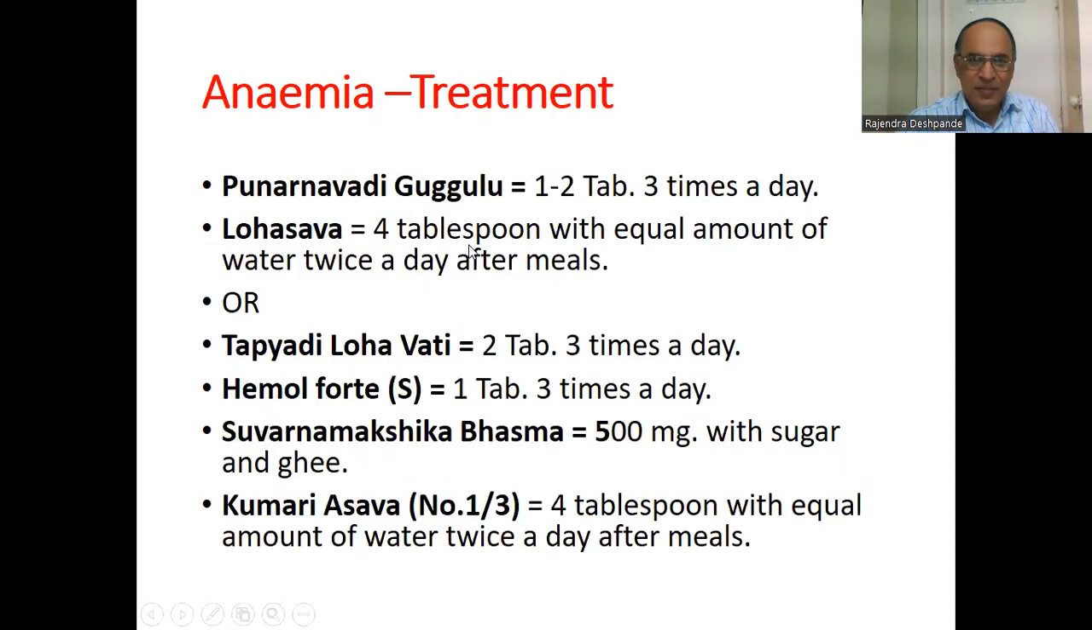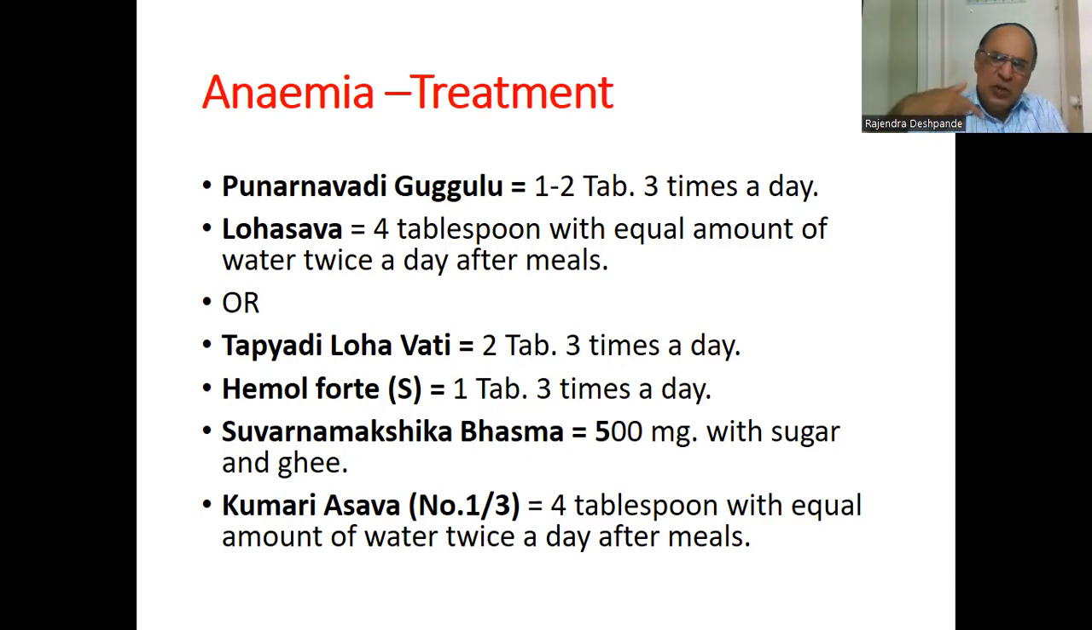Try to understand. Okay. Next, Punarnavadi guggulu, two tablets three times a day, and Loha bhasma, 4 teaspoons in an equal amount of water. Remember, whenever there is hypoproteinemia and anemia, because of the hypoproteinemia there will be edema. So any patient with edema, it may be a renal cause, it may be a protein problem, and he is getting edema plus anemia, then Punarnava is the best medicine. Punarnava also stimulates the stem cells in the bone marrow.